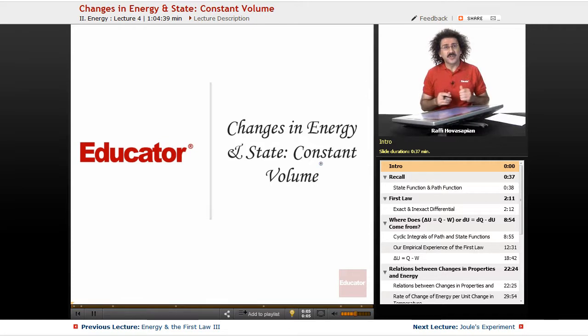So today we're going to continue our discussion of the first law and energy and work and heat and things like that. We're going to start talking about changes in energy and state. And in this particular lecture, we're going to be talking about constant volume processes. So we're going to start putting some constraints, either constant volume, constant pressure, constant temperature, things like that, to see if we can learn some things about what's going on with the first law and with energy. So let's jump right on in.